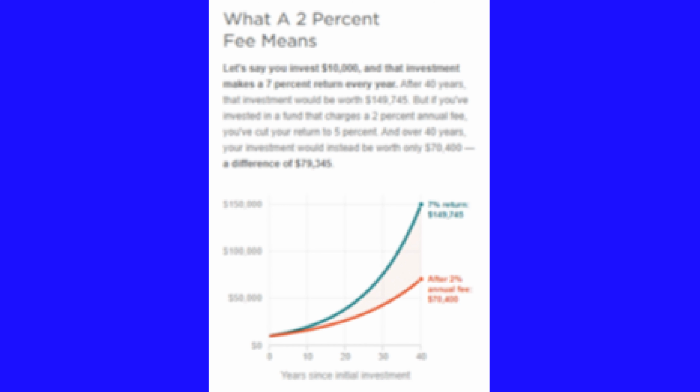So here's a graphic showing a $10,000 investment over a 40-year time horizon, earning a 7% average annual return. It would have netted you $149,745 if there were no fees on it. If we assume you had just a 2% fee, your balance after 40 years is now $70,400.